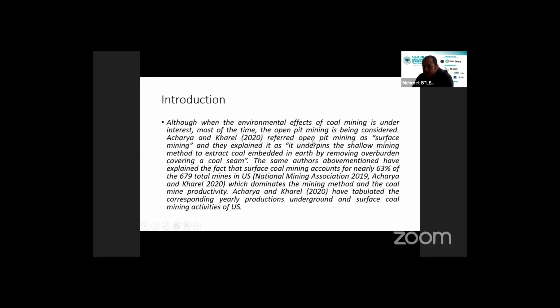Acharya and Karel referred to open pit mining as surface mining, and they explained it as a shallow mining method to extract coal embedded in the earth by removing the overburden covering a coal seam. The same authors explained that surface coal mining accounts for nearly 63% of the total 6,079 mines in the US, which dominates the mining method and coal mine productivity. Acharya and Karel have tabulated the corresponding yearly productions of underground and surface coal mining activities of the US.